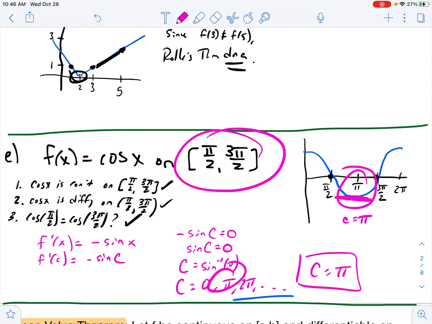But anyway, that's Rolle's theorem. Continuous, differentiable function on a closed interval. The y values are the same at the beginning and end of the interval. There's got to be a slope of 0 somewhere in between. That's the gist of this.